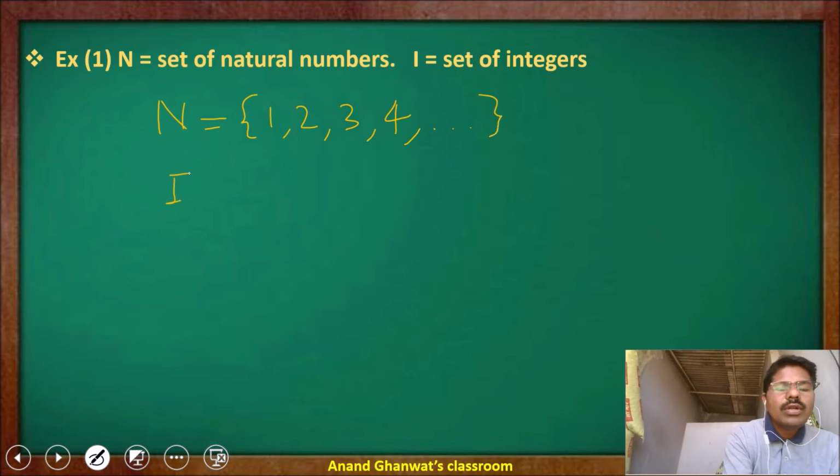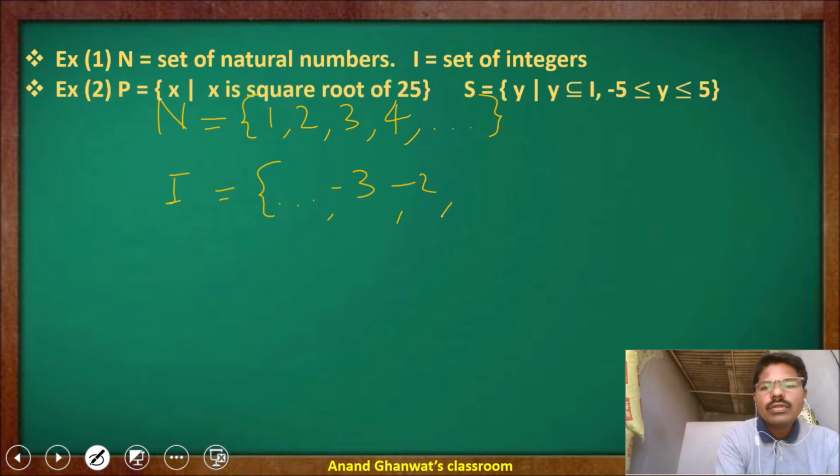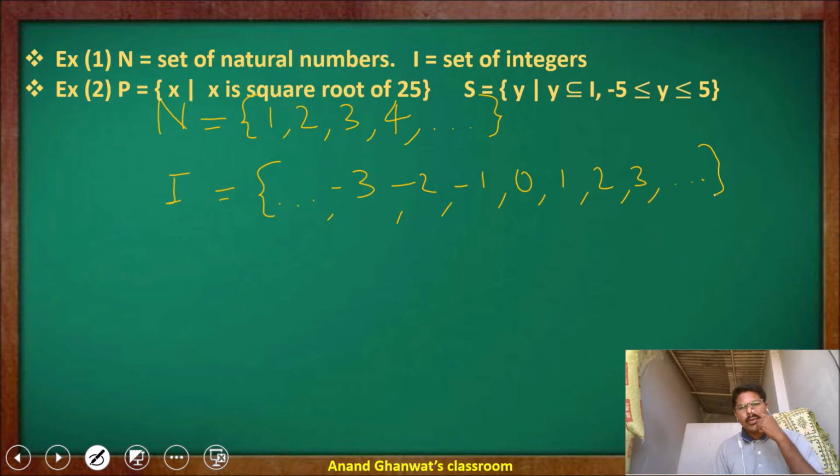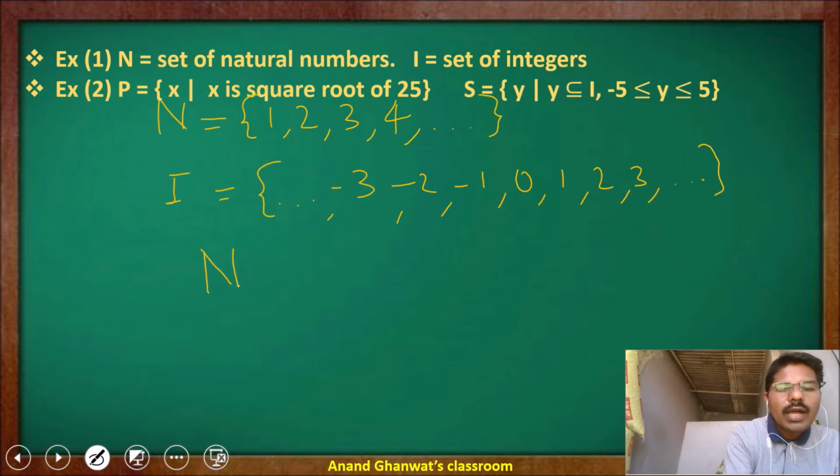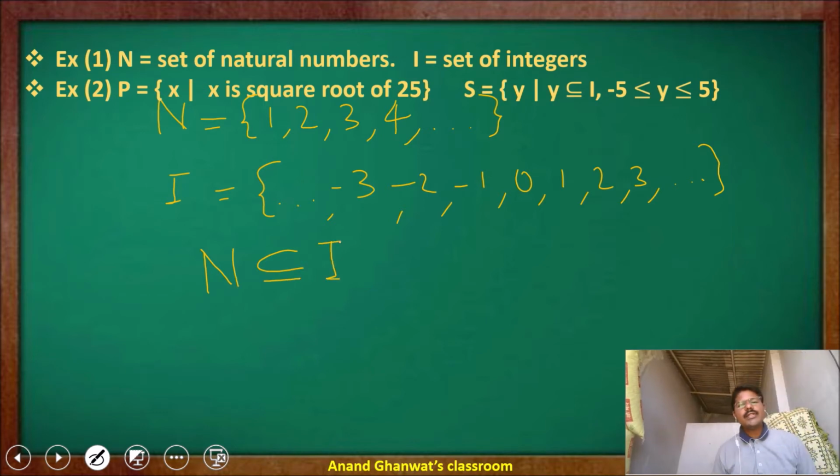I is equal to the set of -3, -2, -1, 0, +1, +2, +3 and so on. Now observing the given two sets, we can conclude that all the elements of set N, that is 1, 2, 3, 4, are present in set I. Therefore N is a subset of set I. N is a subset of I, or N ⊂ I.